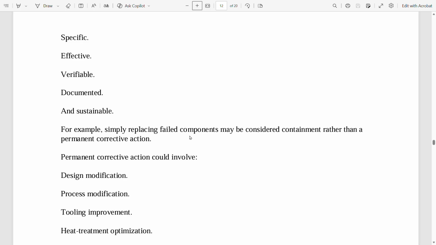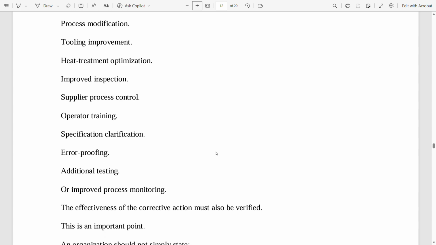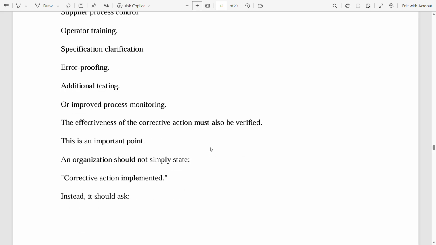For example, simply replacing failed components may be considered containment rather than a permanent corrective action. Permanent corrective action could involve design modification, process modification, tooling improvement, heat treatment optimization, improved inspection, supplier process control, operator training, specification clarification, error proofing, additional testing, or improved process monitoring. The effectiveness of the corrective action must also be verified.